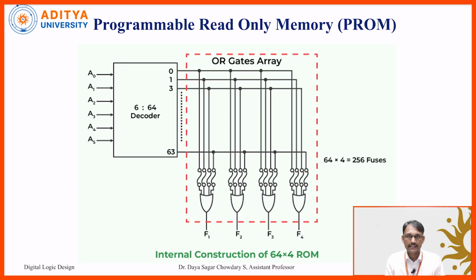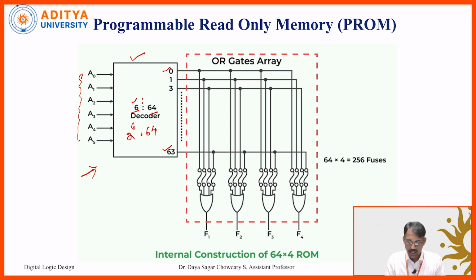Now coming to the structure, whatever we discussed in the previous slide. This is the decoder, a 6 to 64 decoder, that means 6 inputs and 64 outputs. We know 6 inputs means 2 to the power of 6, which equals 64 outputs. So we are simply using the decoder structure here. The 6 inputs go from A0 to A5 and the outputs from 0 to 63 are directly fixed. Fixed means there is no need to use fuses; these connections are fixed.